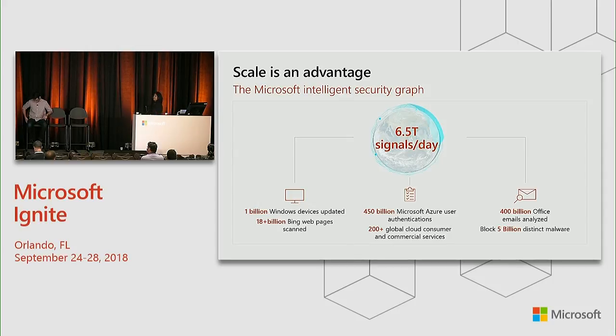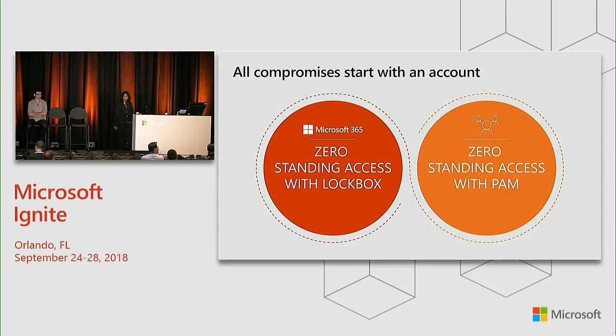So overall, we operate with 6.5 trillion signals a day. That's a huge amount of signals. I don't know any other company that can say they operate with this kind of signals. Because we get this many signals, we are able to use them to spot an attack, detect an attack, and take action. And just over the last month, we were able to block 5 billion distinct malware using Windows Defender ATP. All these analyses are happening because of the kind of signals we are able to collect.